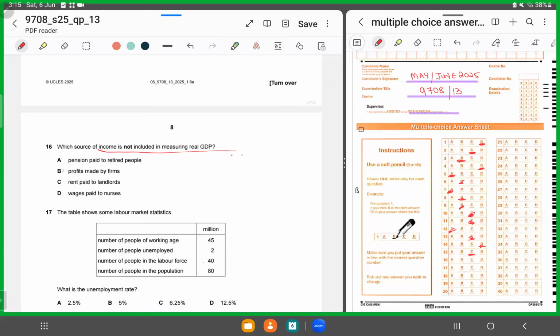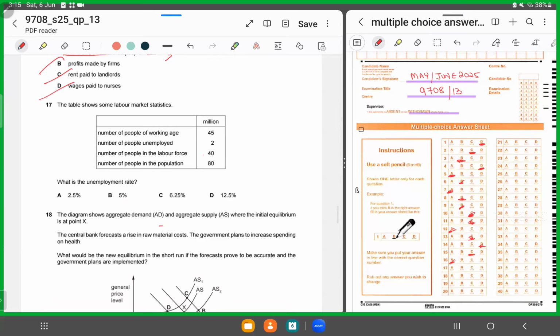So profits, rents, and wages are all included except for pensions, because this talks about transfer payments against which no goods and services are being produced. It talks about pensions, it talks about unemployment benefits. So for 16, we'll shade in A because that's not included once you're talking about real GDP. So for 16, we'll shade in A as the correct answer.